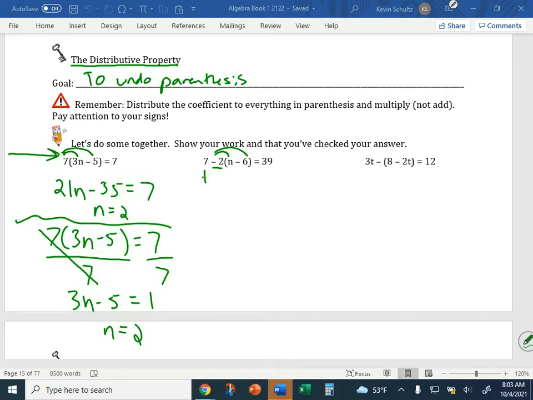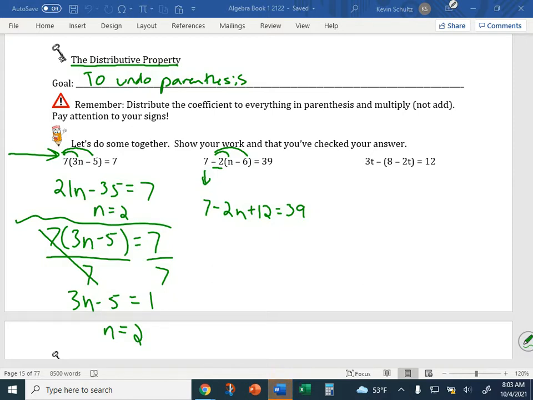So what happens to the 7 is it just comes on down. We'll deal with it later. And then a -2 times n is a -2n. And a -2 times a -6 is a +12. And that equals 39.